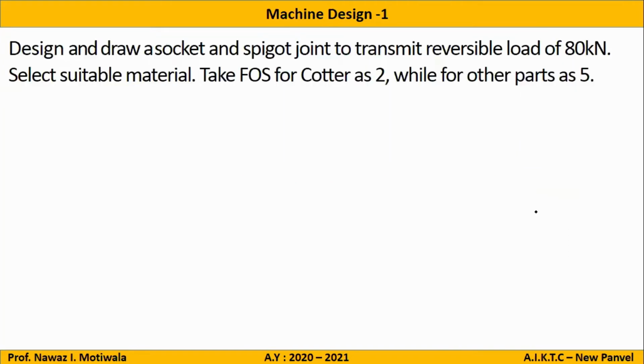Next question. Design and draw a socket and a spigot joint to transmit a reversible load of 80 kilonewton. Again, same. What's the difference then? The value of load is same, 80 kilonewton. Select suitable material. Take factor of safety for cotter as 2, while for other parts as 5. Only for the cotter we have to take factor of safety 2, and for other parts that are rod, socket collar, spigot collar we need to take 5.